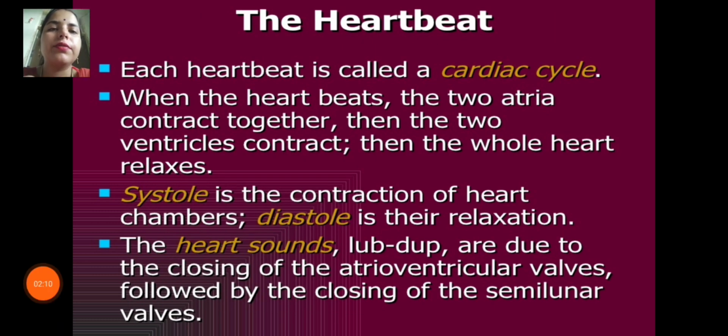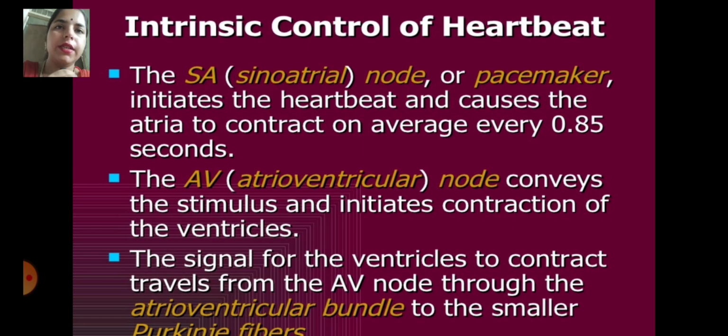The heartbeat. Each heartbeat is called the cardiac cycle. In a heartbeat, the two atria contract together, then the two ventricles contract, then the whole heart relaxes. Systole is the contraction of the heart chambers. Diastole is relaxation. The heart sounds, lub-dub, are due to the closing of the atrioventricular valves followed by the closing of the semilunar valves.